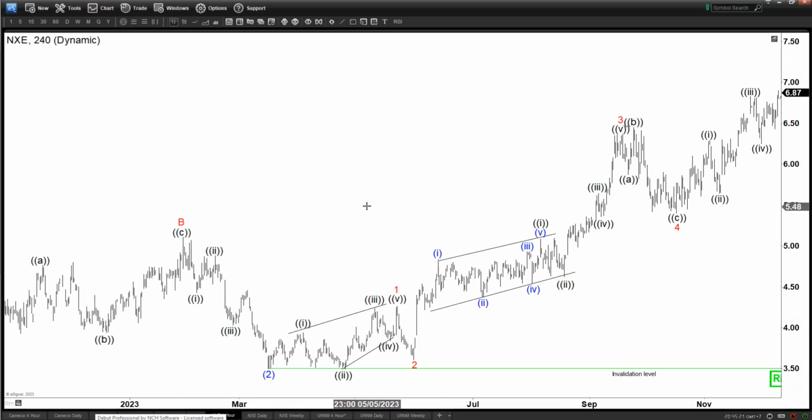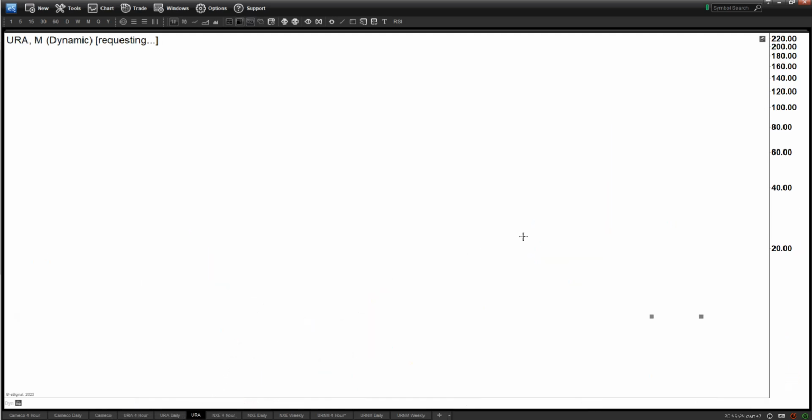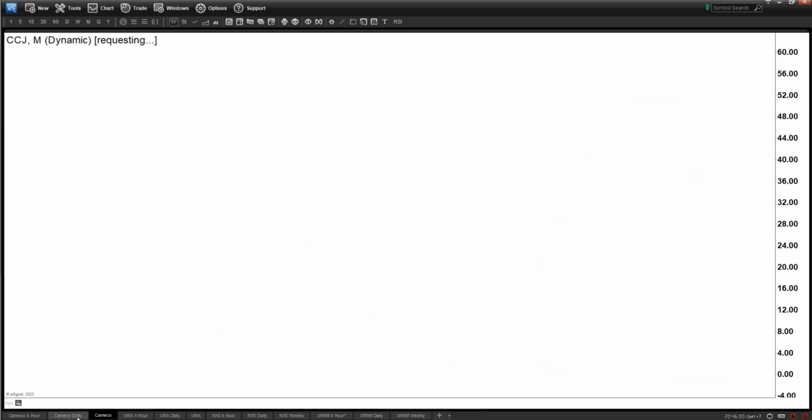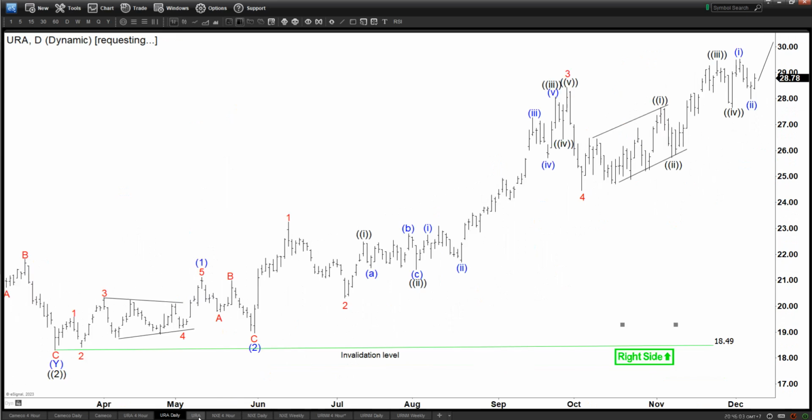Again, the URA, they do invest in the physical uranium as well, right? So they invest 11% in the physical uranium, and the rest is being invested in the miners. Now, I don't know why the monthly doesn't want to open up for some reason. Some of these are not really opening up.